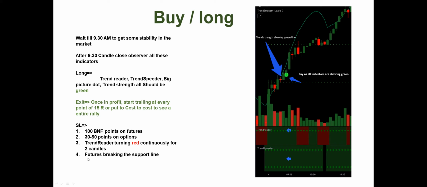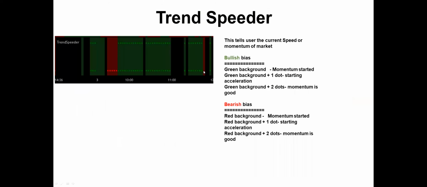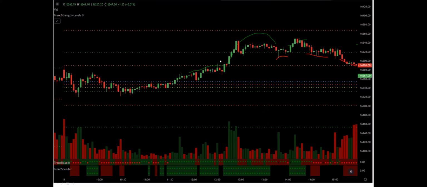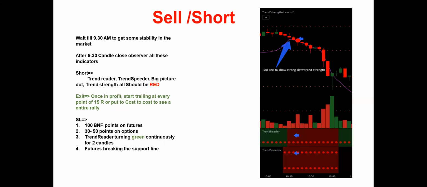The other thing is a future breaking the support line, based on the levels I mentioned. So these are the support lines. If you see the CPR, or any of these levels, start breaking with good volume, I think you can exit the trade. That is on the long side. Something similar applies on the short side.